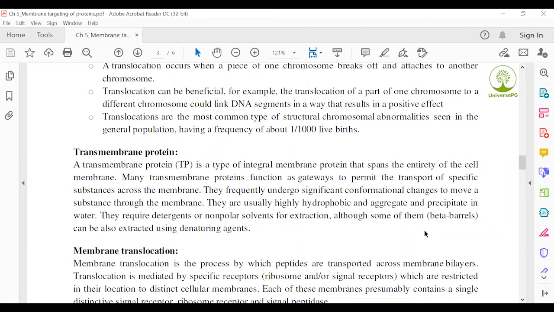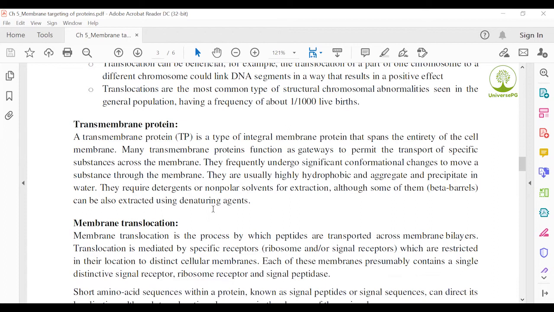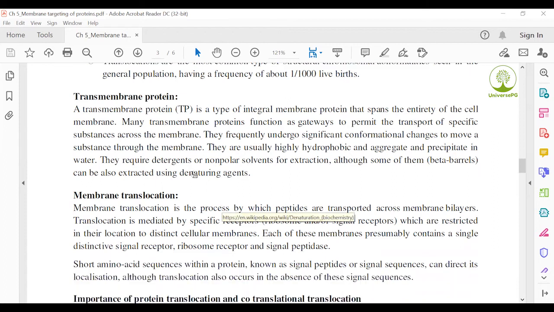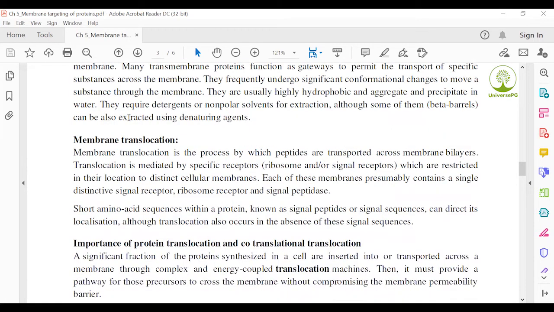Many transmembrane proteins function as a gateway to permit the transport of specific substances across the membrane. So you see, transmembrane proteins specifically work as a gateway to permit the transport of specific substances, not all substances. Transmembrane proteins permit only some specific substances across the membrane. You just read the definition of transmembrane protein.